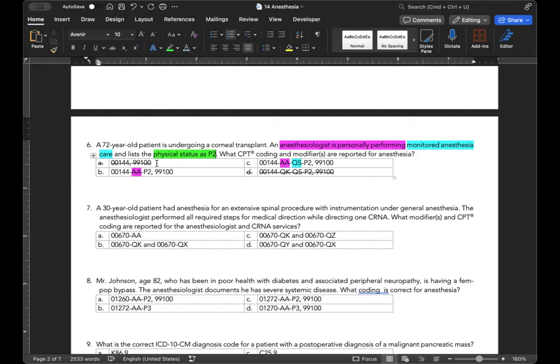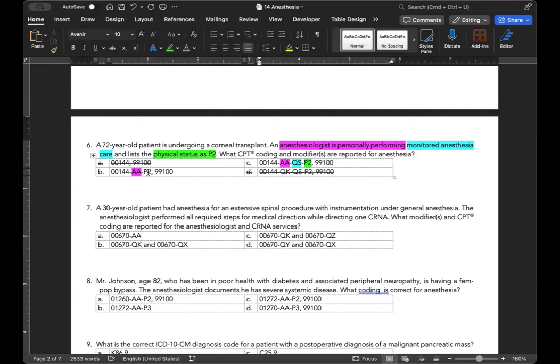And then we have our physical status modifier as a P2, which they do give us what our modifier should be with it being a P2. But if they were to say that they had a mild systemic disease or a severe systemic disease, then we would have to go to our physical status modifiers to decide which of our P1, P2, P3, P4, P5, or P6.